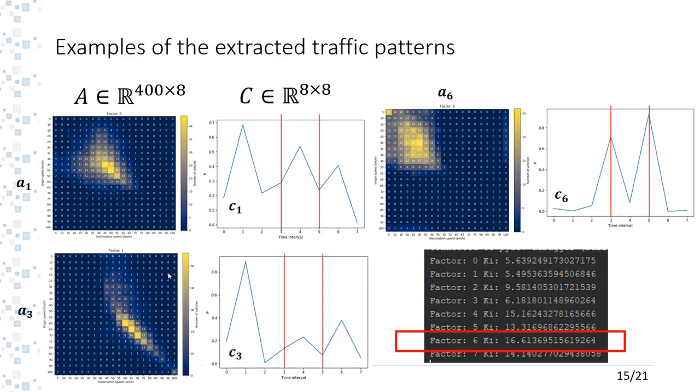Here are some examples of the extracted traffic patterns and their corresponding temporal components. This first one shows us the normal traffic behavior, and if we look at its temporal component, we can see that this behavior is normal for the morning time intervals, the interval in between the rush hours, and to some extent at the evening time interval. If we look at example A3, we can see the matrix that represents relatively fast traffic. So it's also normal for the morning time interval when there are no vehicles on the roads.